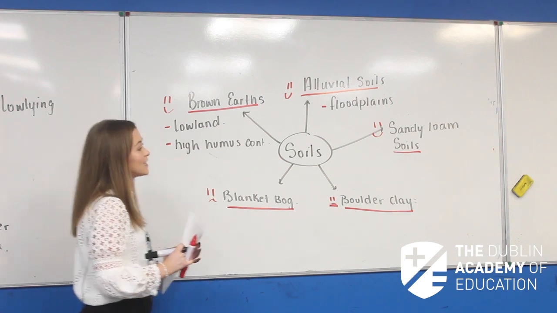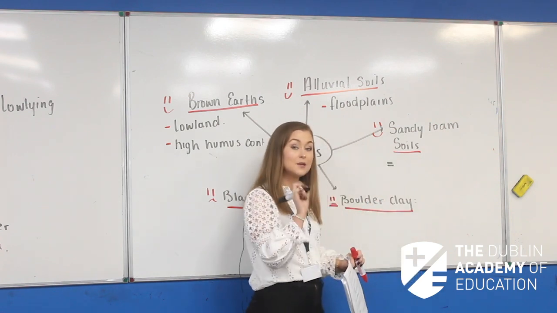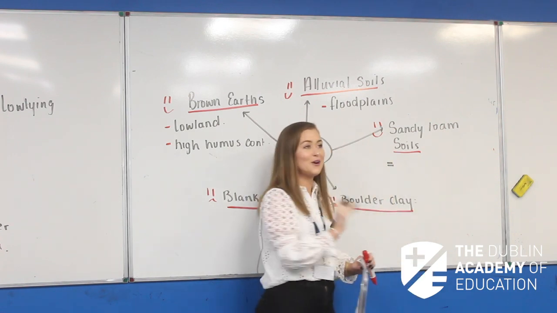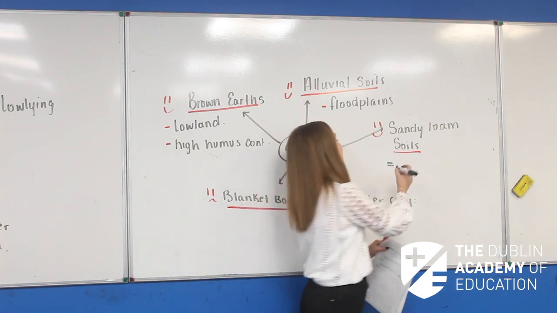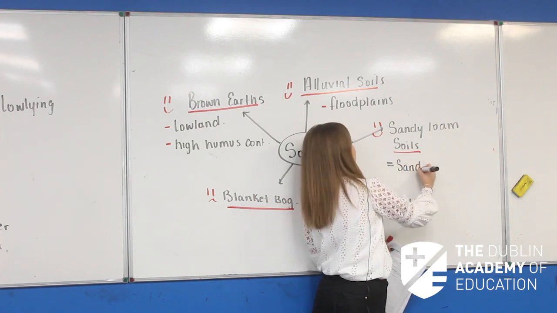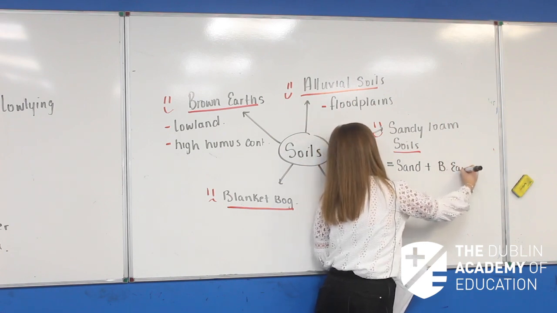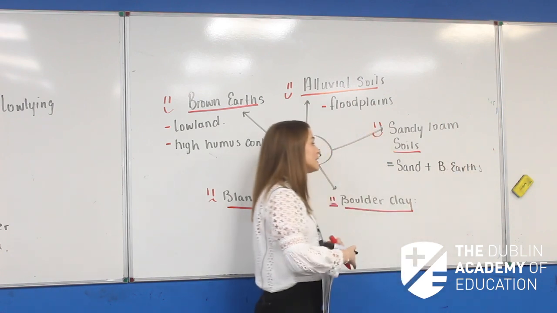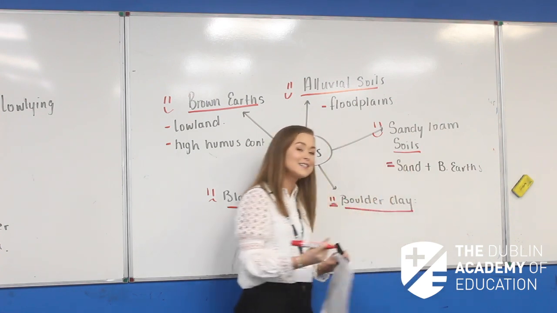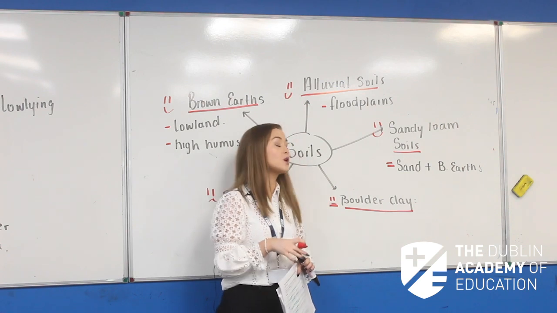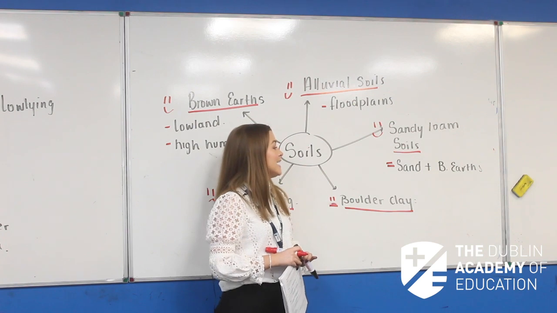Now, our next one is our sandy loam soils. Sandy loam soils are a mixture of 2 things, not really 2 soils. First, our marine deposits, which in this case is sand, hence the name, and a mixture of our brown earths. If you think about sand, these soils have excellent drainage because they have a lot of pore space within the soils. So really good drainage because of that pore space.